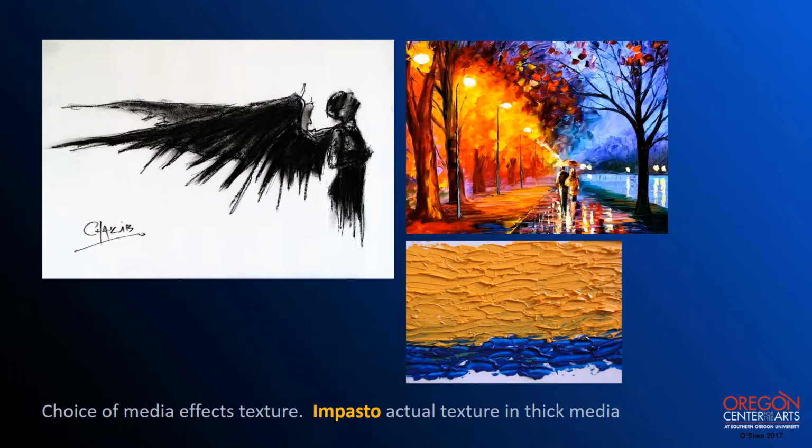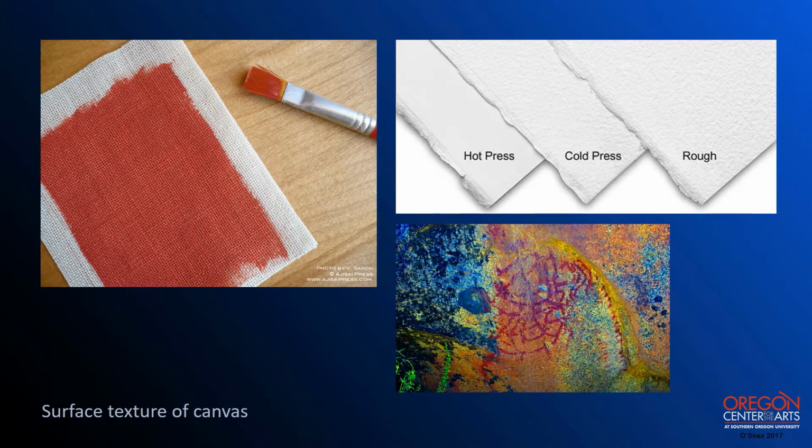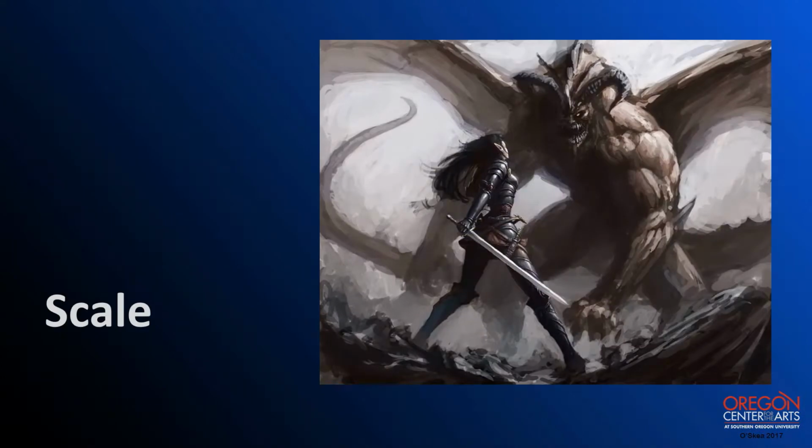And of course, you're probably familiar with the term impasto already, and that's actually texture created by the media itself. So like a Van Gogh painting that has big, thick blobs of paint on it, that's actual texture on the canvas. And then the surface texture of the material you're painting on, of course, is going to make a difference. So if you're painting on canvas or burlap or different kinds of pressed paper or on a rock or concrete or whatever, the surface you're going to paint on is going to be affected by texture as well.